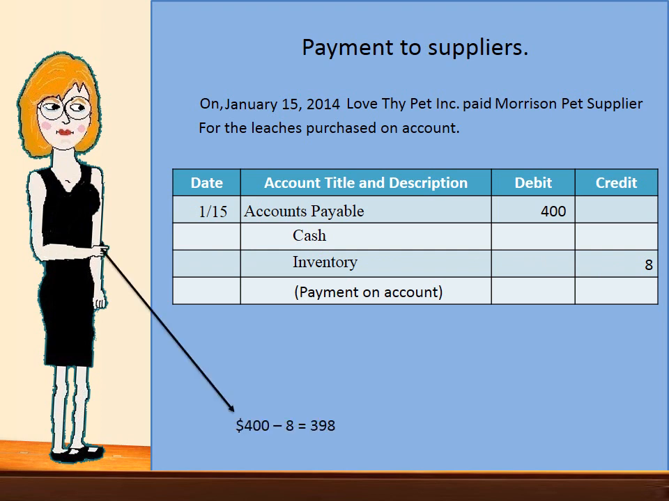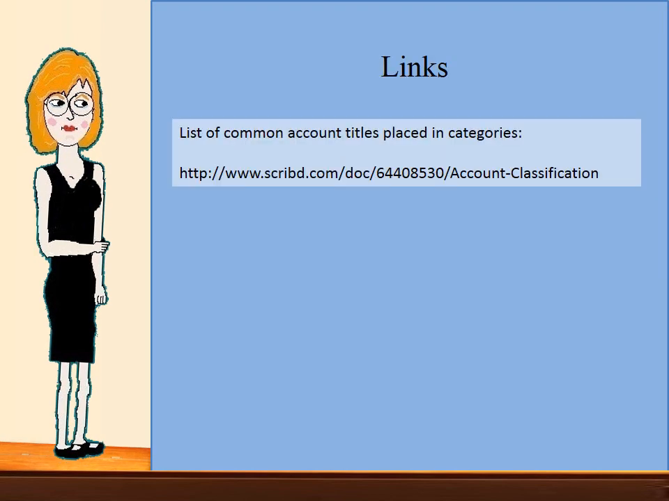Finally, the cash payment. So we owe $400 minus our $8 discount equals $392 that we will be paying out in cash. Cash is an asset account, and by crediting it, we are reducing the amount of money we have, and we are paying down our debt. So this ends how to pay suppliers.